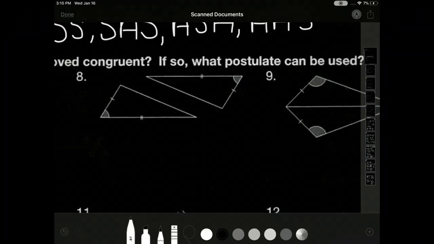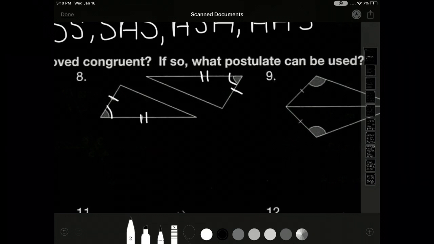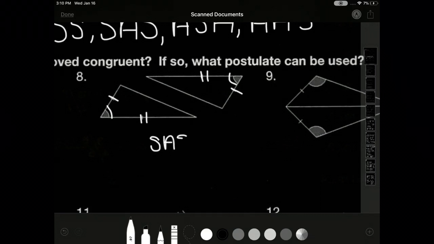For number 8, we have these 2 sides, these sides, and then the angle. And the angle is touching both of the sides. So since we have those 3 pieces of information, we can say that these triangles are congruent by SAS.